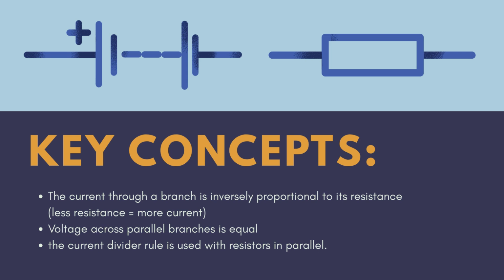Here are the main things to remember about current dividers. Current is inversely proportional to resistance. Less resistance means more current. The voltage across all branches is the same, and we use something called the current divider rule to figure out how the total current splits up.